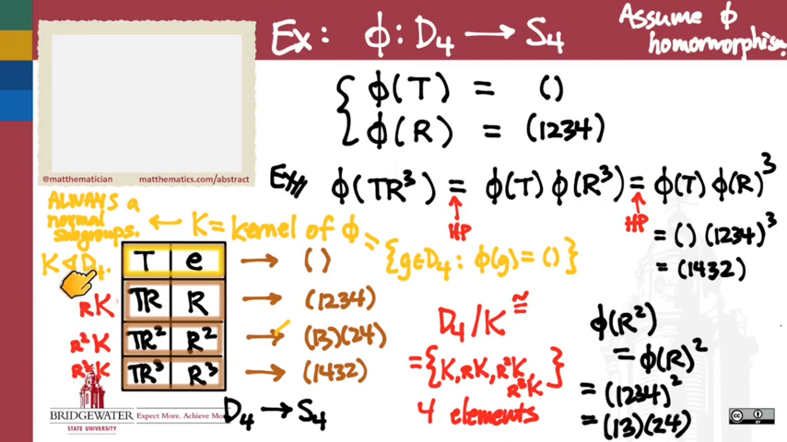So what can you tell me about this factor group? It's got 4 elements in it. Is it abelian? Yes. It's also cyclic. And what's a generator for it? RK. Exactly. RK is the generator for this group. It's a cyclic group of order 4, so what's it isomorphic to? Z4. Cool.